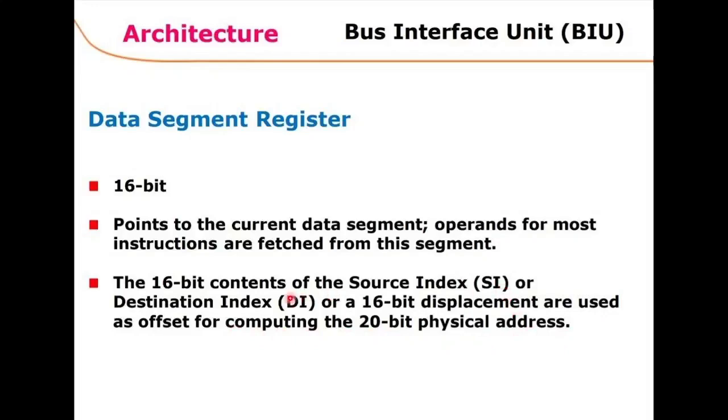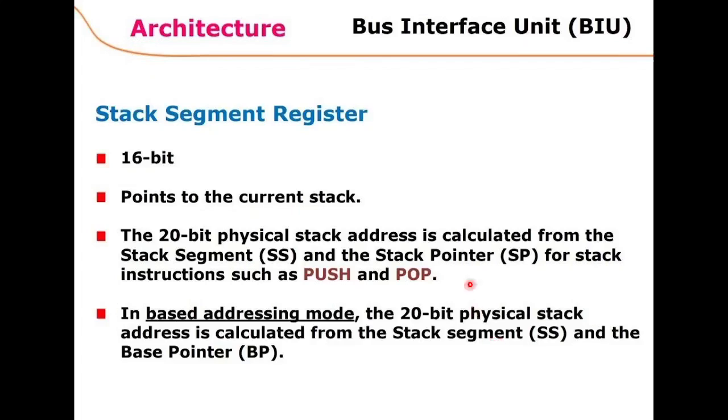I have given only SI in the previous slide. So remember, SI, DI you can use, or other direct displacements we can also give, like 4321, directly inside the square bracket as an offset to compute this 20-bit physical address. Okay. So I hope you understand about this data segment register. We'll move on to the next segment register, that is the stack segment register.